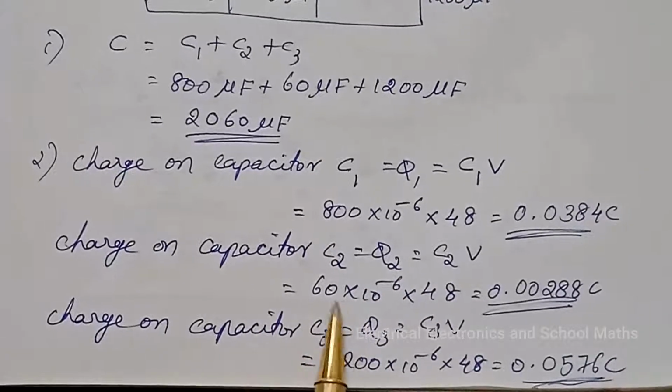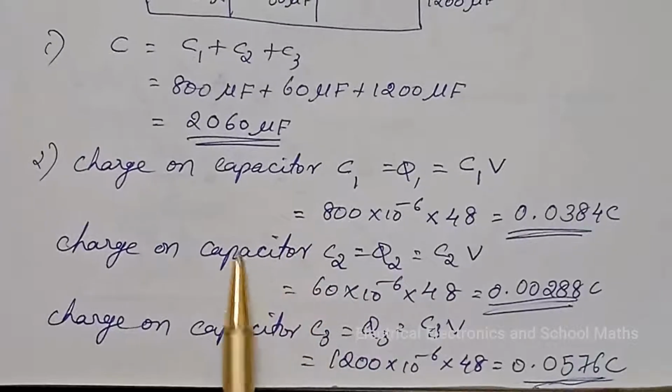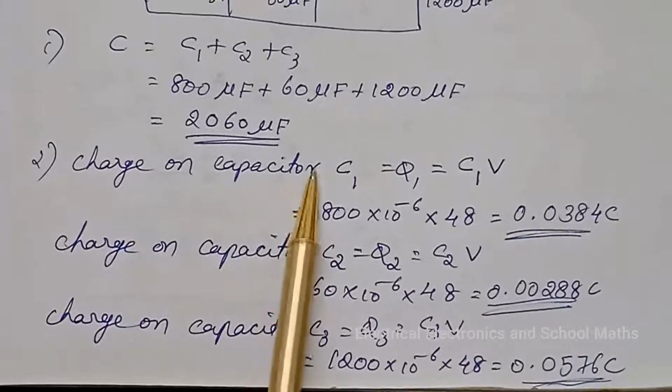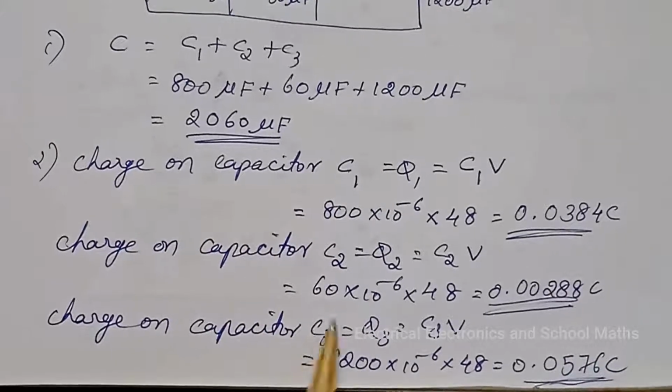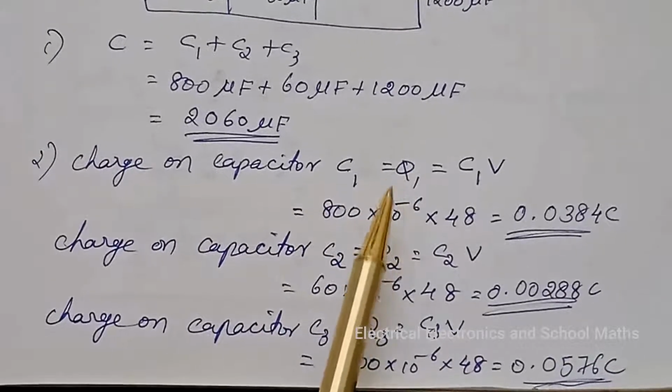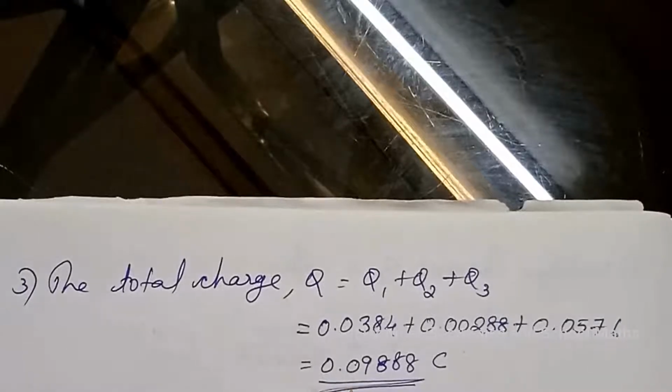The last question is to find the total charge. To find the total charge, add the charge on each capacitor, that is Q is equal to Q1 plus Q2 plus Q3 and we get Q as 0.09888 coulomb. That is the total charge is 0.09888 coulomb.